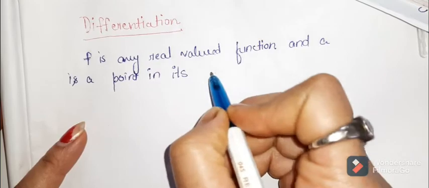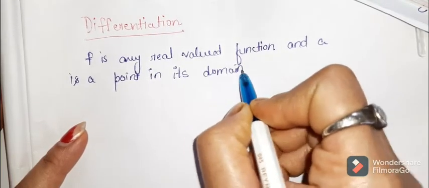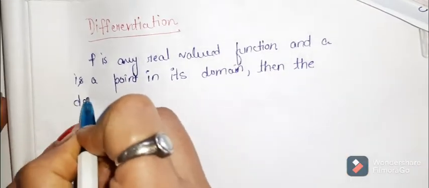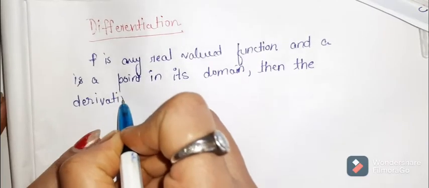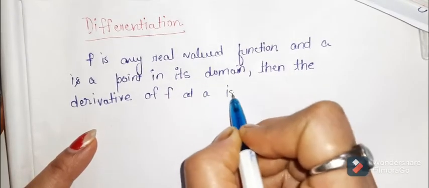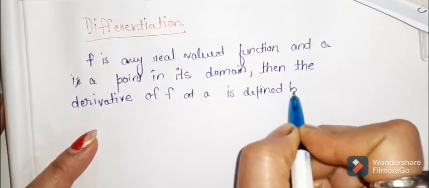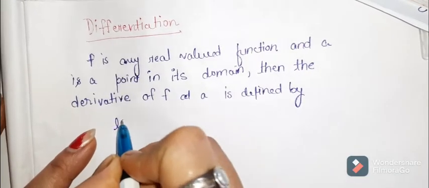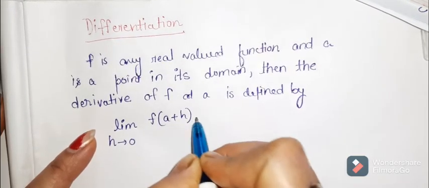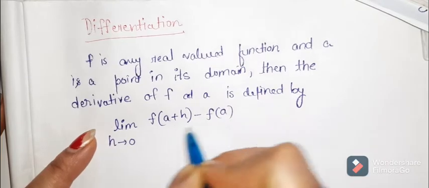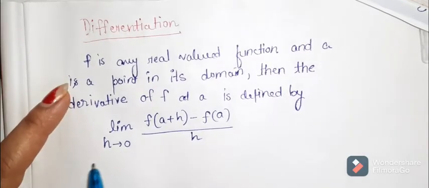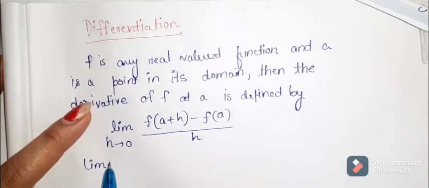We have studied domain and codomain. In its domain, then the derivative, when we differentiate a function, that particular name for that one is derivative. The derivative of f at a is defined by, so how we define, limit h tends to 0 f of a plus h minus f of a divided by h, provided the limit should exist.